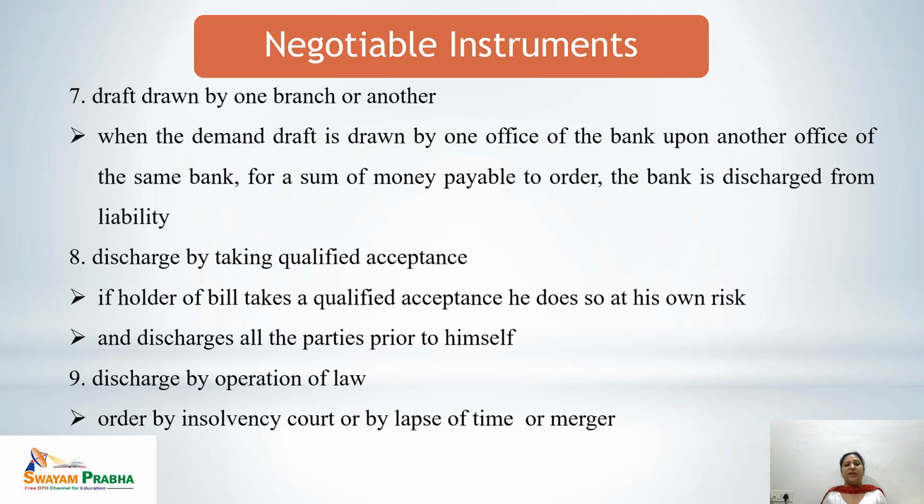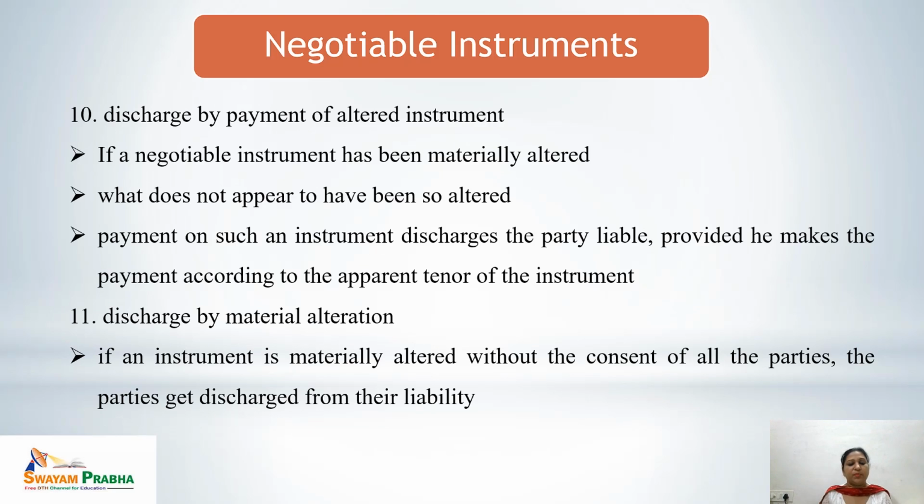Next is discharge by taking qualified acceptance. If the holder of the bill has assented to the qualified acceptance, there is no condition that he should accept it. But if he does this, it is done at his own risk. This will discharge all the prior parties from their liability. Next, discharge by operation of law. In case of death, in case of insolvency, in case of lapse of time, or in case of merger, the parties will get discharged.